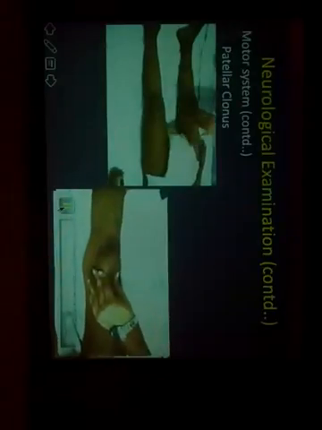This is how we see the patellar clonus. First see whether the patella is moving freely or not, that it is not bound down by some additional fixation, and then check the patellar clonus. This is an example of patellar clonus. Now we check the ankle clonus. These are typical ways we are supposed to do the exam.